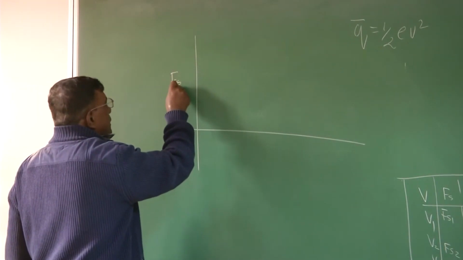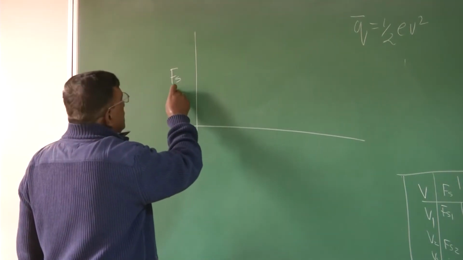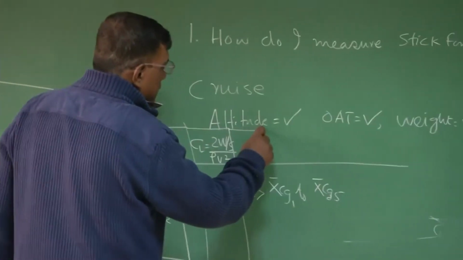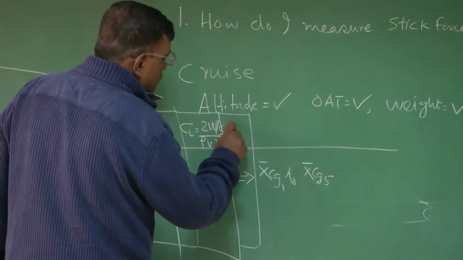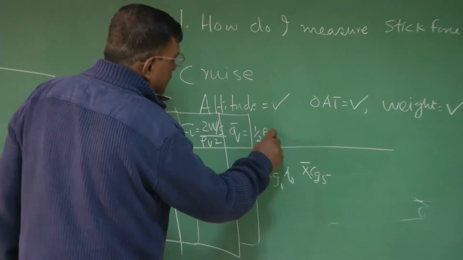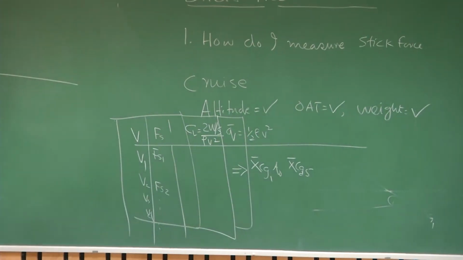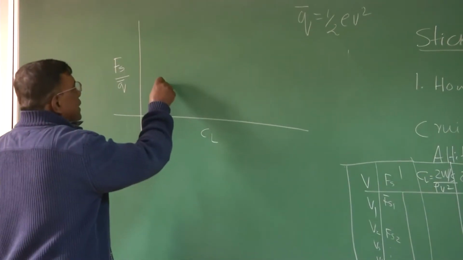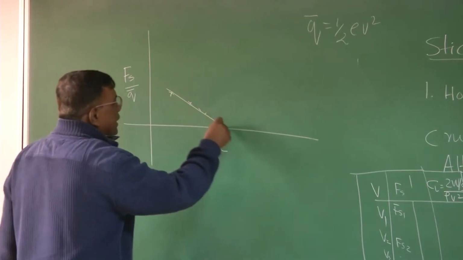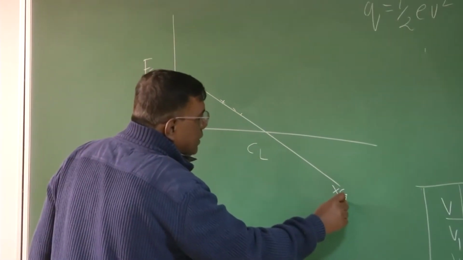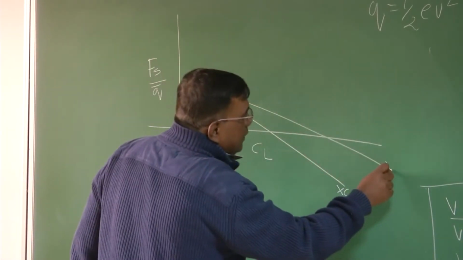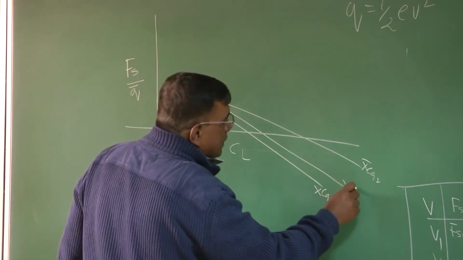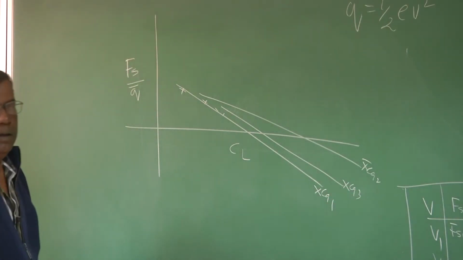Fs, you can always plot Fs by Q bar. So you can put another column here, and you can calculate what is the value of Q bar equal to half rho V square. So this information is available to you. Then you plot Fs by Q versus CL. Let's say different speed. Let's say they look like this. This is for XCG1. Similarly, there could be another for XCG2. Similarly, for another XCG3. Like that, you can have n number of points.